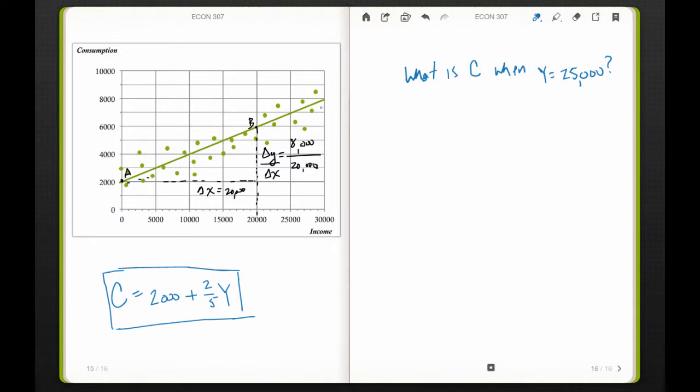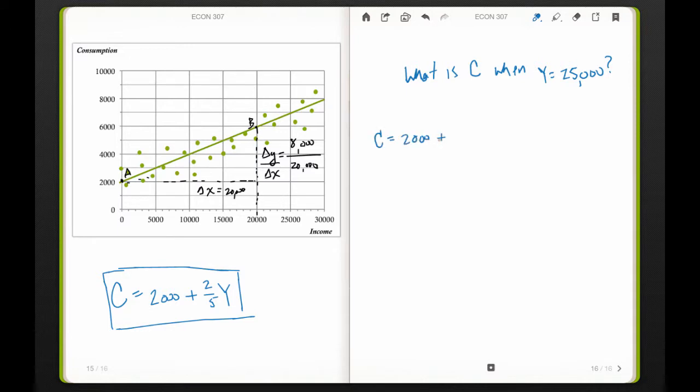But the reason we want an equation is because, hey, what if your income is $19,950.33? You can't really see where that is on this graph, but you would be able to plug it into the equation and figure out a number. So anyway, we'll just stick with this because it's fairly straightforward.